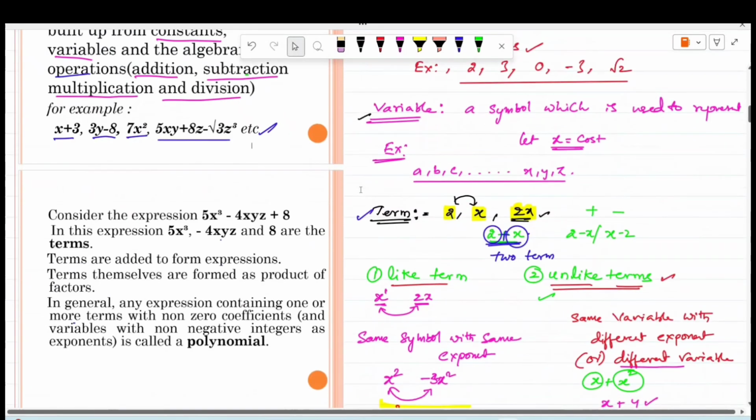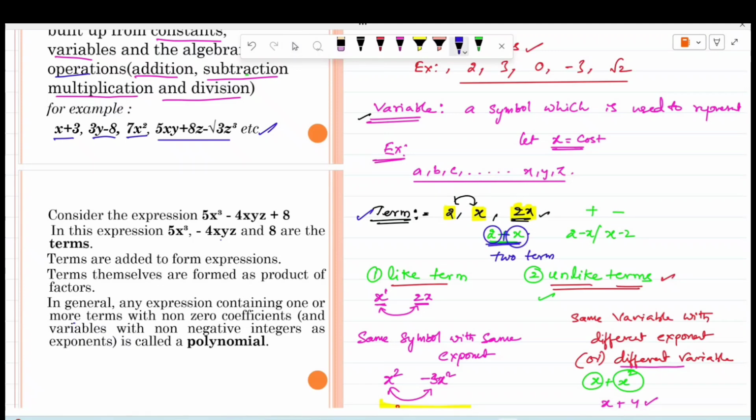Next, consider the expression 5x cube minus 4xyz plus 8. In this, individually, this one is called a term, this is also a term, and 8 is also a term. So we already discussed what terms are and what the types of terms are. The types are like terms and unlike terms.